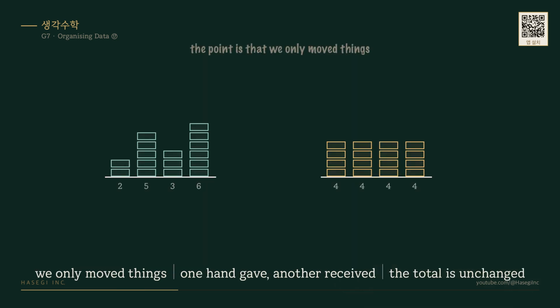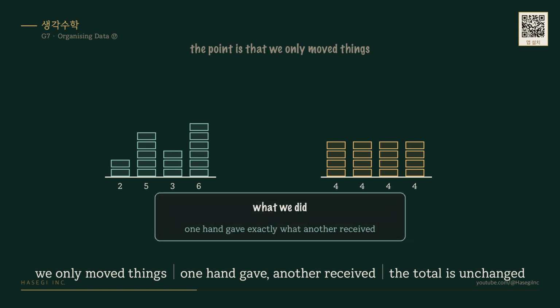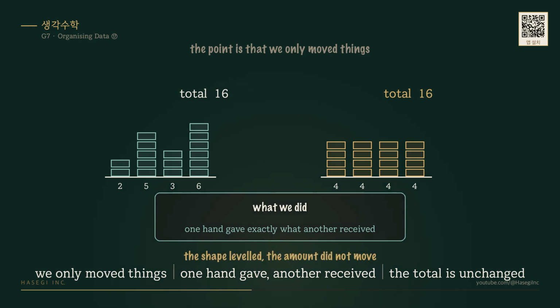The important part is that we only moved things. No sweet was created and none was thrown away, because whatever one hand gave another hand received. So the total is 16 before the sharing and 16 after. Only the shape flattened. The amount never moved.